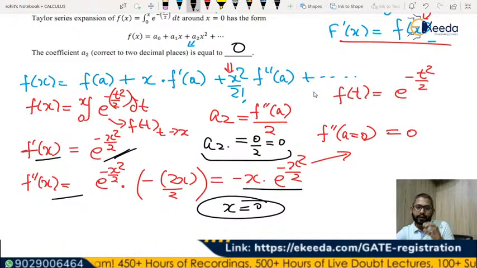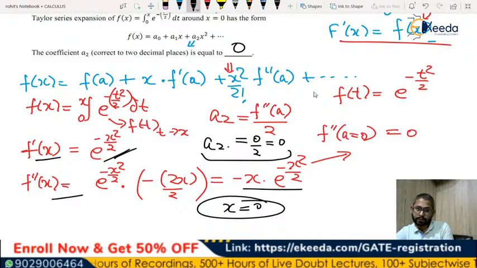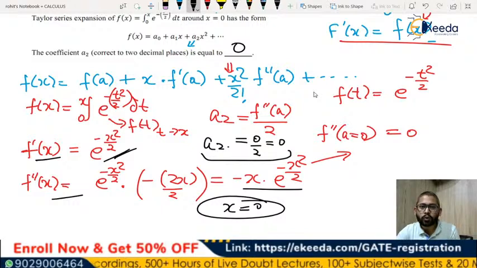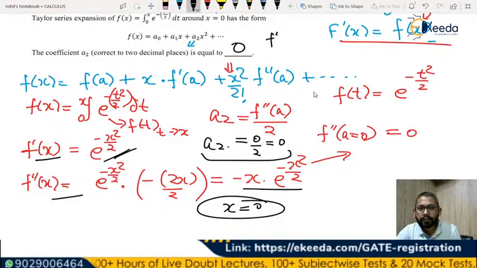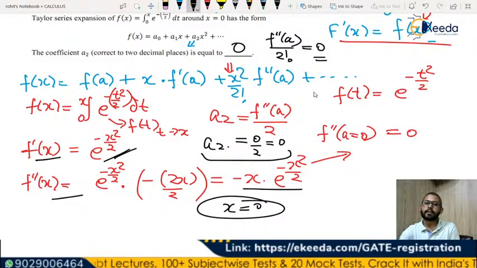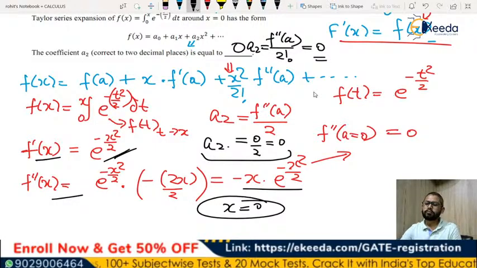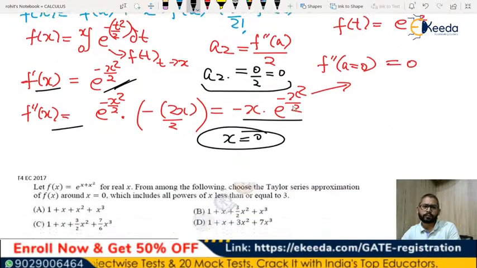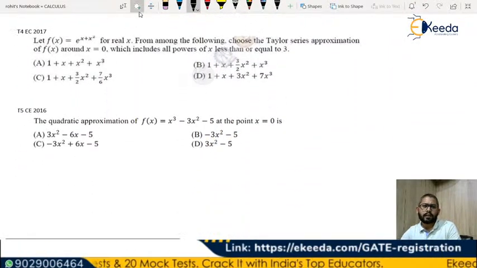So the second derivative becomes 0, and ultimately a2, which is this function f double dash a by 2 factorial, becomes 0. This is a2. So the answer is 0. Let's see the next question.